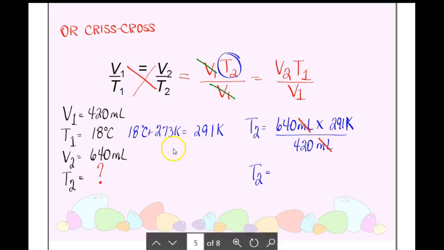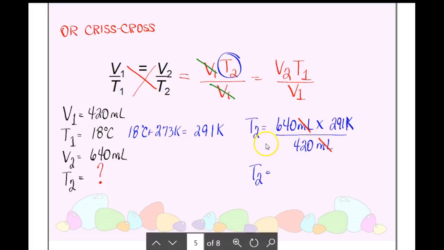I can, if I want to change this over to Kelvin, which we can do, take 18 degrees Celsius plus 273, and we're going to put 291 Kelvin. And we do want to change that over to Kelvin all the time. And that's just an easy fix.